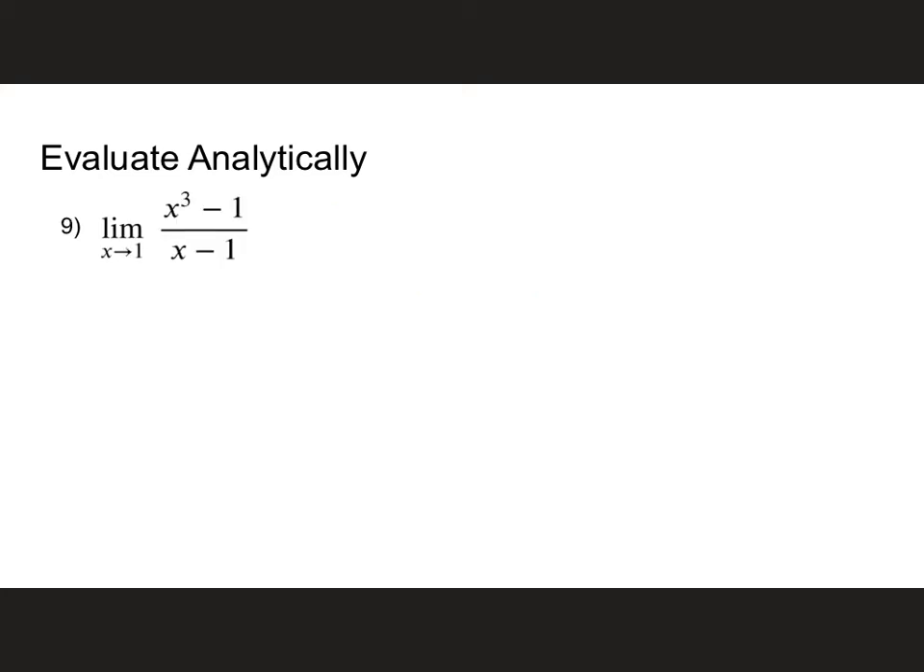All right, let's take a look at one that's a little trickier. So the limit as x approaches 1 of x to the third minus 1 over x minus 1. I'm hoping that you've already figured out what the issue is. When we plug in 1 into my equation, I end up with 0 over 0. And I'm not so worried about the 0 on top, but I'm worried about it right here on the denominator. So this actually becomes undefined at 1.